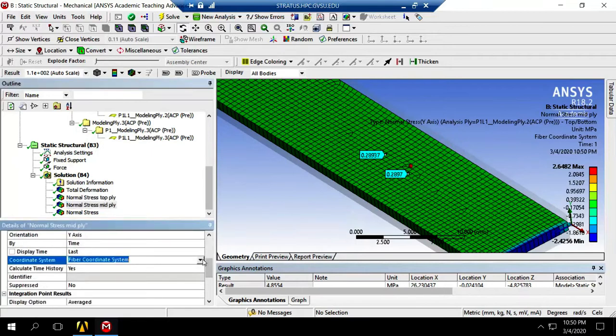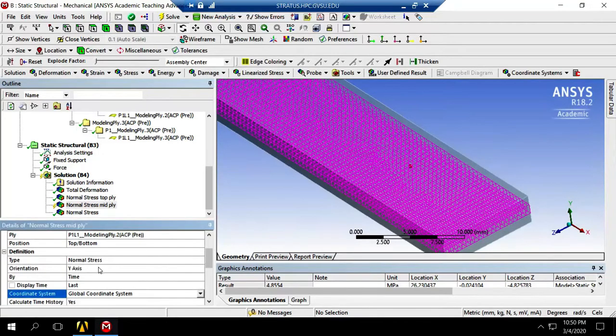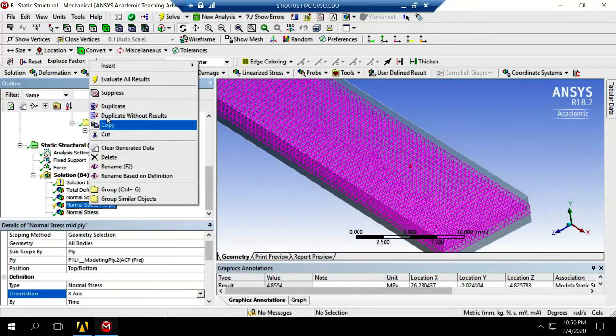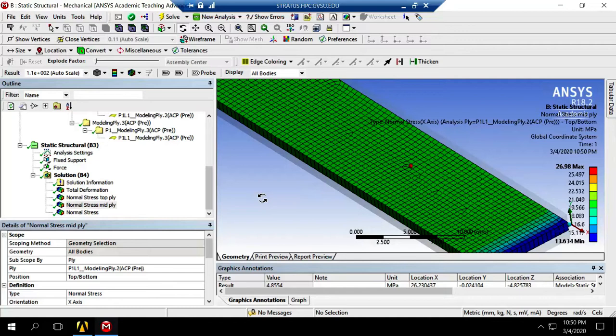Okay, and then for the mid layer, sorry, I've changed the mid layer to, it says fiber coordinates. Actually, for the mid layer, since the fibers are along the x-axis, the fiber coordinate and global coordinate in the x direction are going to be the same. Alright, so for the mid layer I have a stress of 20.